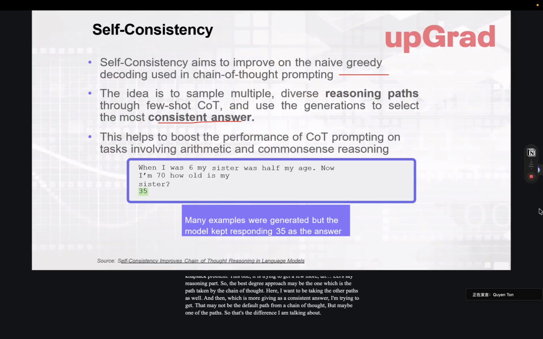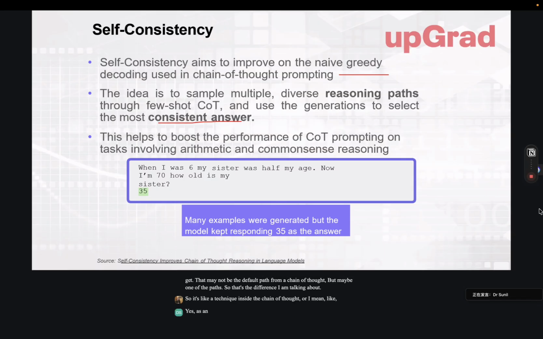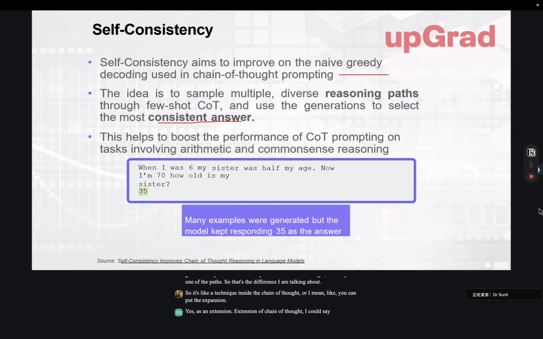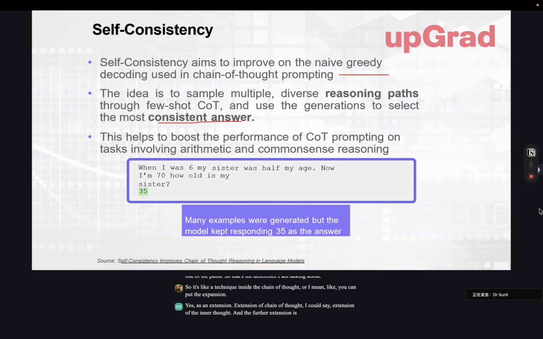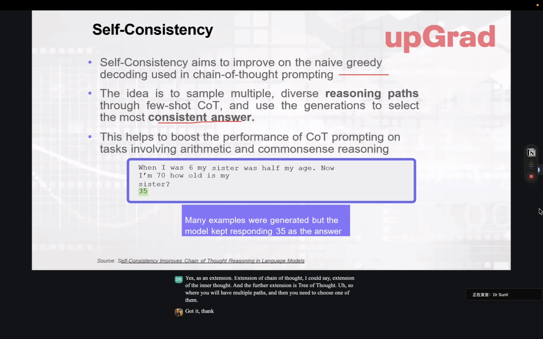So it's like a technique inside the chain of thought. Yes, you can say it's an extension of chain of thought, and the further extension is tree of thought, where you will have multiple paths and then you need to choose one of them. Got it. Thank you. Okay.